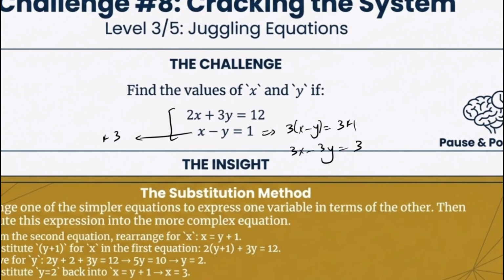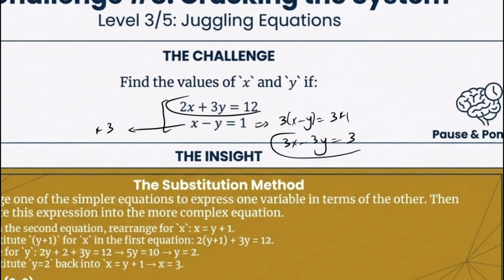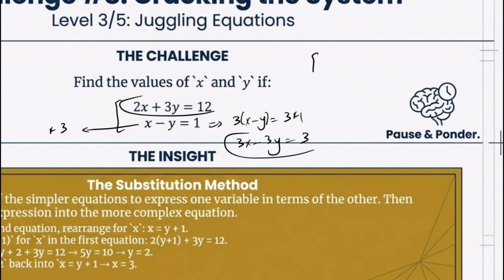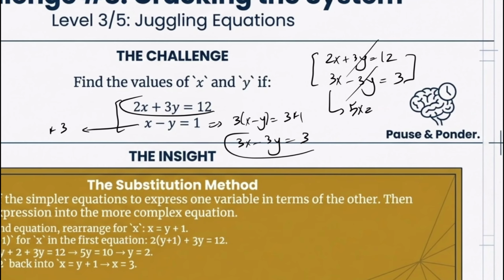If I consider this equation and the other equation, the only thing I have to do is add them up. It would be better to rewrite them like this. So if I add these two up, what would happen? Those 3y's are going to cancel out. So 2x plus 3x is going to be 5x, and 5x equals 12 plus 3, which is 15. So my x would be equal to 3. Then I know for a fact that if I use this x equals 3 in either of these two equations, 2x plus 3y or x minus y equals 1, I can find my y.